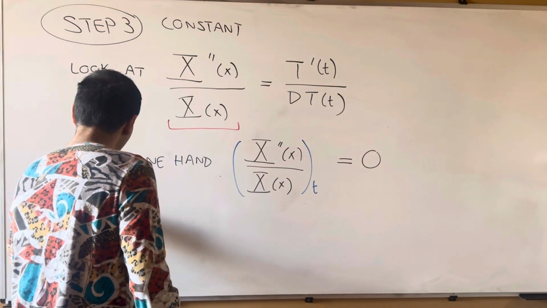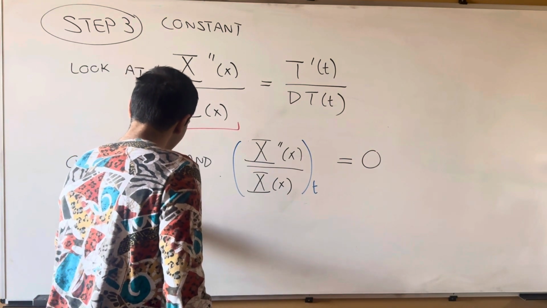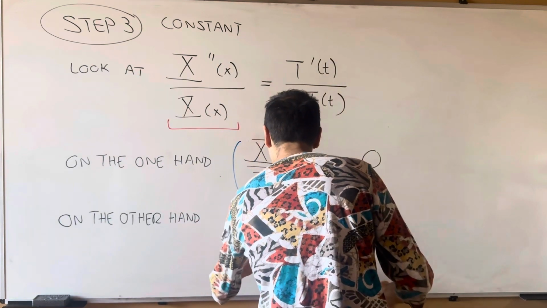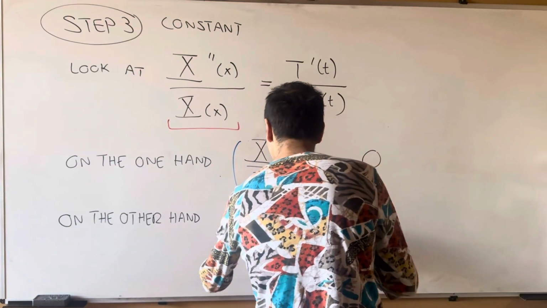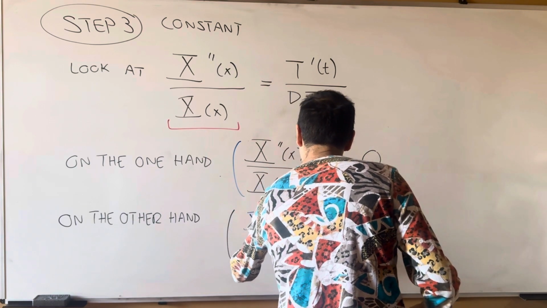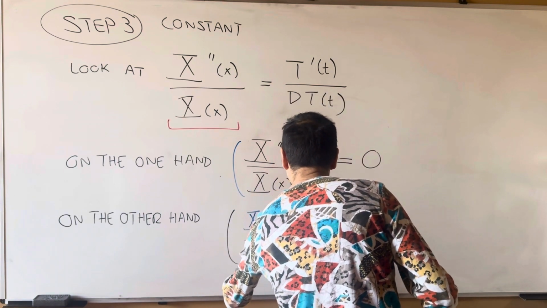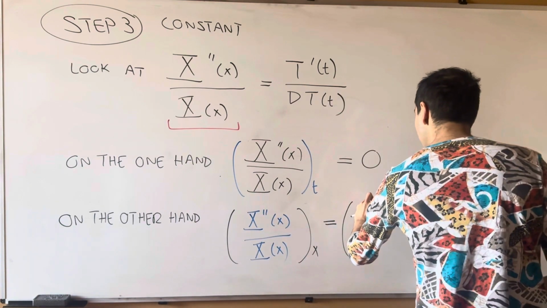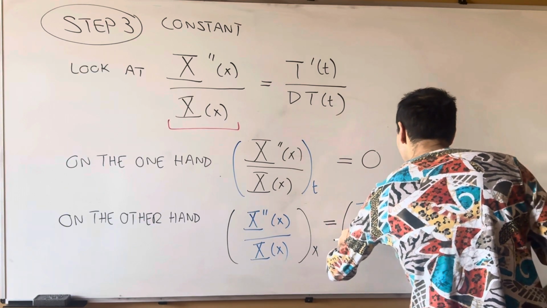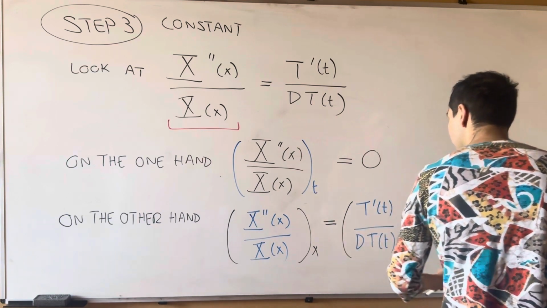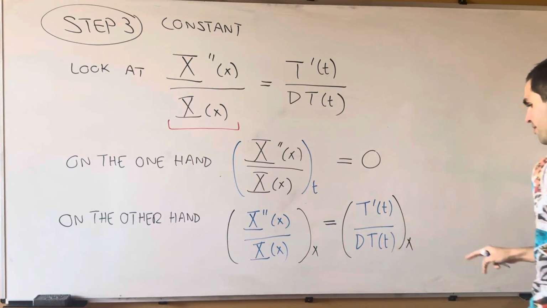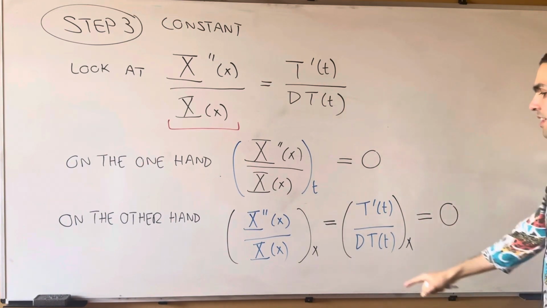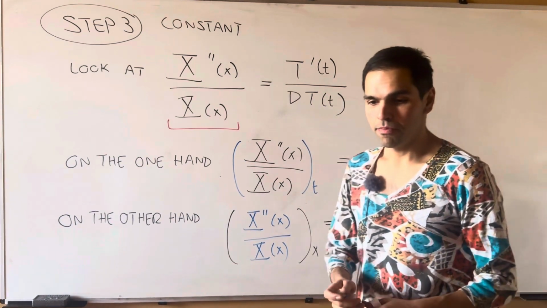So on the other hand, if you take, now we'll change colors, we'll see why. If you take this quantity over x of x, and you differentiate this with respect to x, well, that's the same thing as t prime over dt with respect to x. But again, t does not depend on x, and so we also get that the x derivative of this is 0.